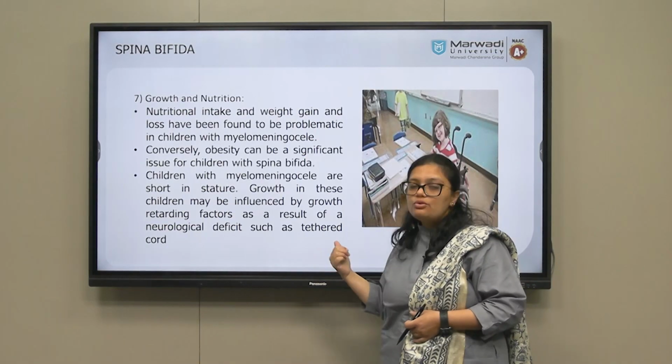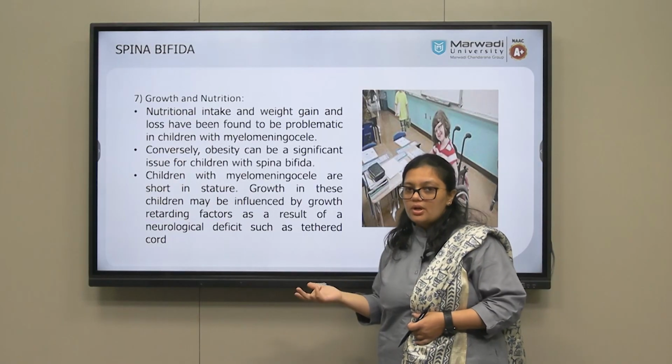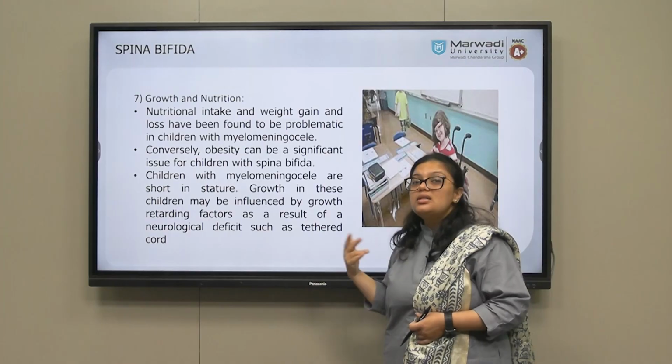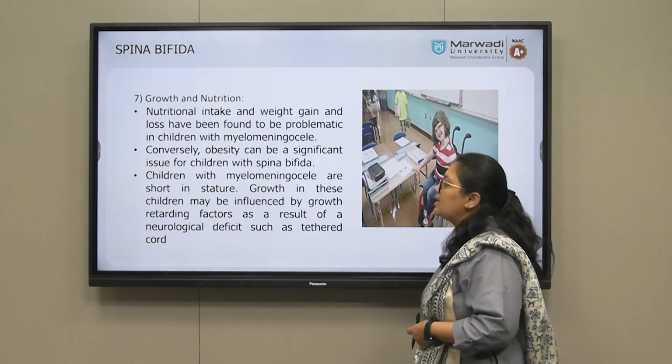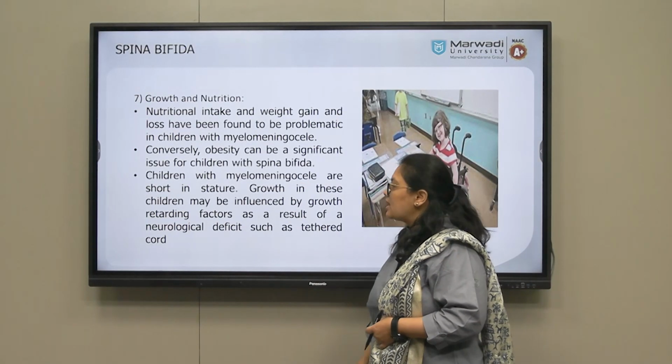He will not be able to do activities. And for growth, his body requires food. So the child will eat the food, but the food is not being consumed properly because the child is not active, right? So the issues with weight gain will occur. Obesity can be a significant issue for children with spina bifida.